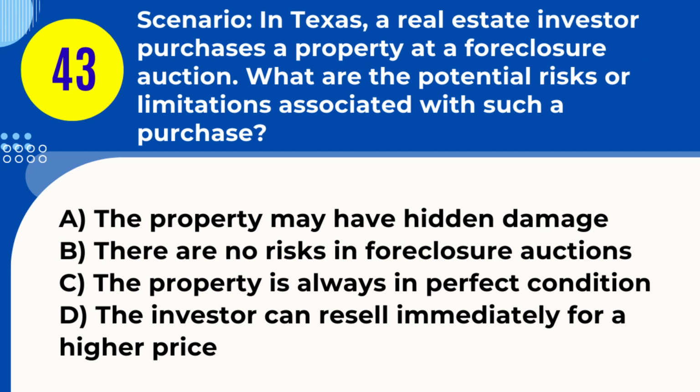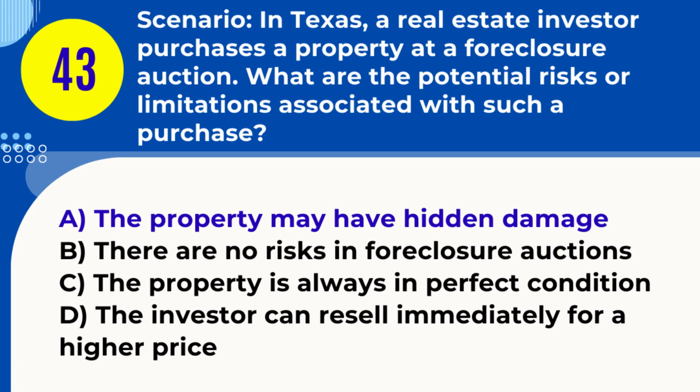Question 43. Scenario: In Texas, a real estate investor purchases a property at a foreclosure auction. What are the potential risks or limitations associated with such a purchase? A. The property may have hidden damage. B. There are no risks in foreclosure auctions. C. The property is always in perfect condition. D. The investor can resell immediately for a higher price. Answer: A. The property may have hidden damage.